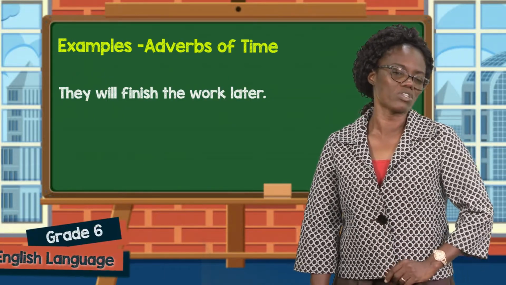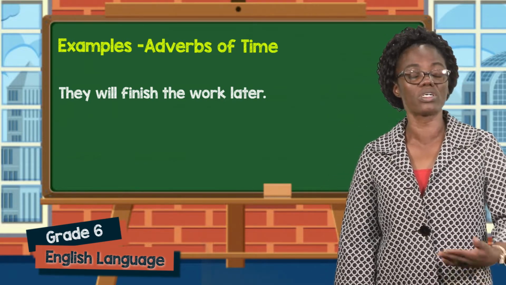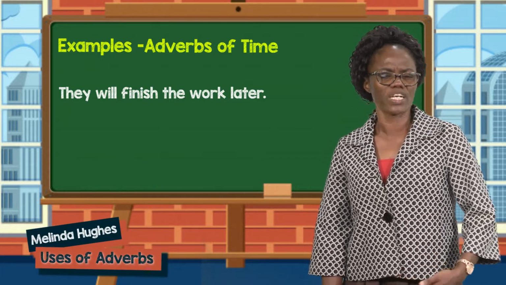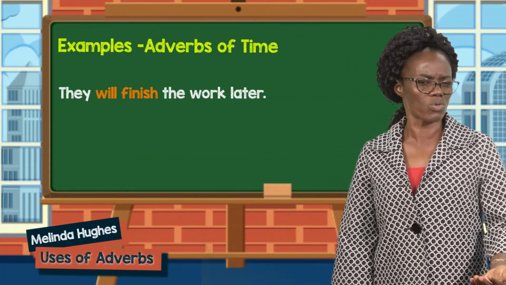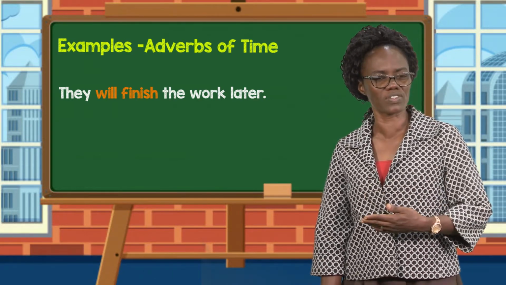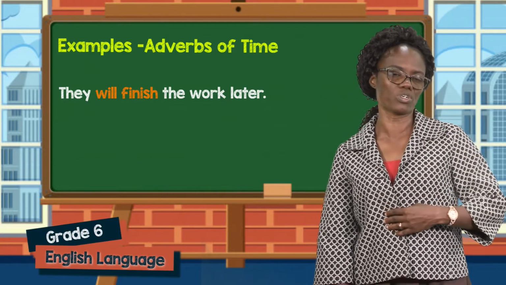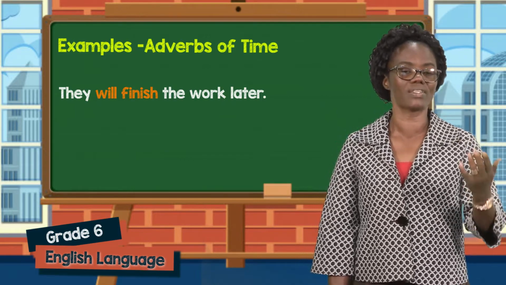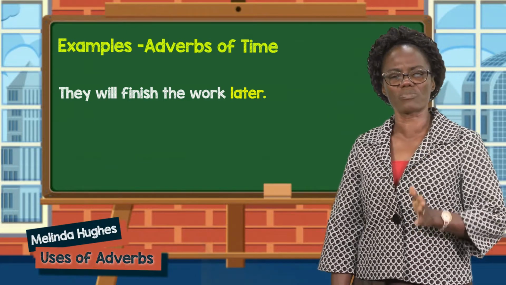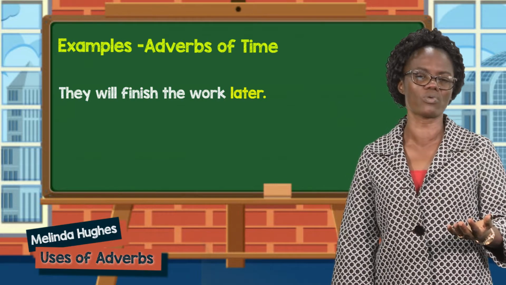We also have another example. They will finish the work later. And so we identify the verb, of course, will finish, which represents the future tense. And since it is future, we ask, when will they finish the work? We ask the question when, and the answer comes later. So in that sentence, the adverb that tells us when is later. So this is an adverb of time.